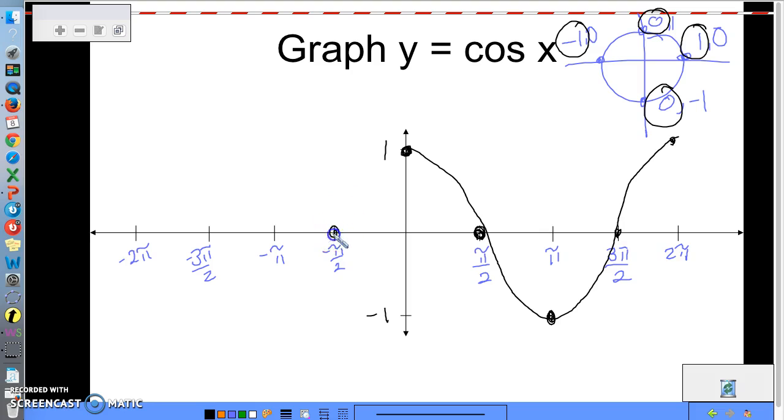And then let's see, it's at 0, negative 1. It follows that pattern. And again, these are curves here. A lot of times people like to write these as straight lines, but these are curves.